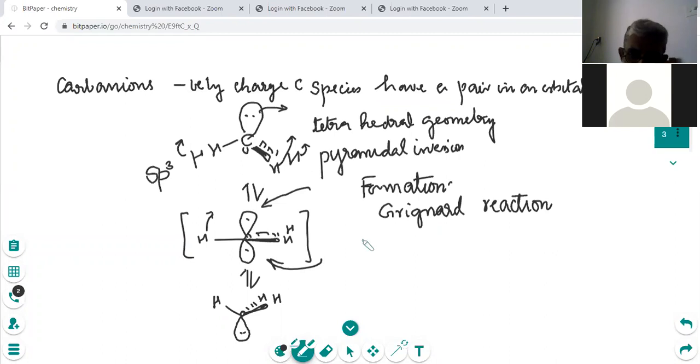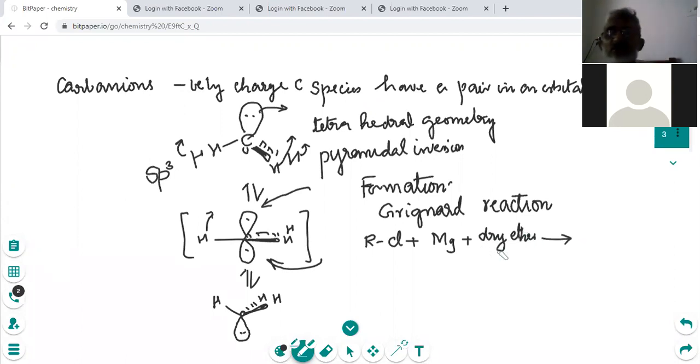The reaction is an alkyl halide, RCl, reacting with magnesium in the presence of an ether solvent, dry ether. There should not be any water in the reaction mixture. Remember, dry ether is used as a solvent only. This will form RMgCl.